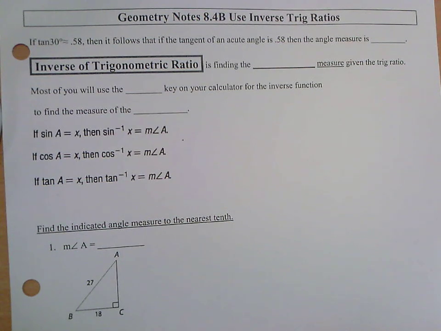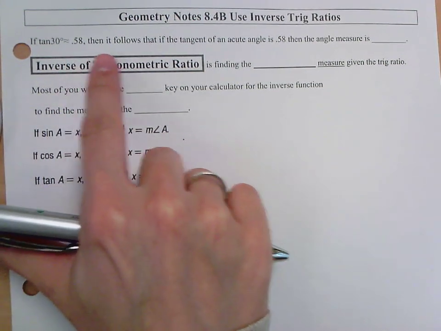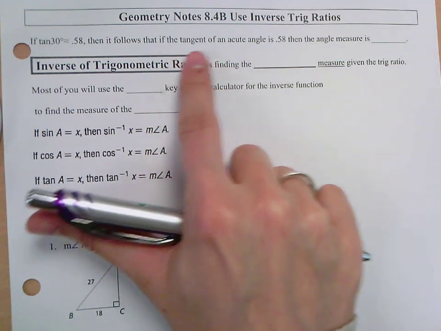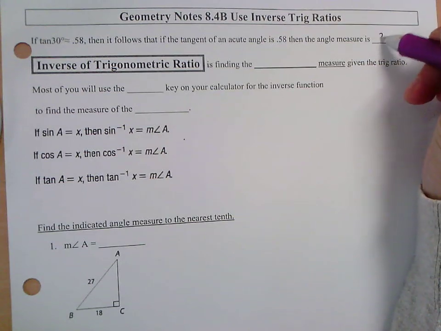Inverse trig ratios. When we use these, the goal is you're looking for a missing angle in a right triangle. The trig ratios we used yesterday helped you find missing side lengths. Inverse trig helps you find missing angles, not the 90-degree angle, but the missing acute angles. So it says at the top, if tangent of 30 is approximately 0.58, then it follows that if the tangent of an acute angle is 0.58, the angle measure would be 30.